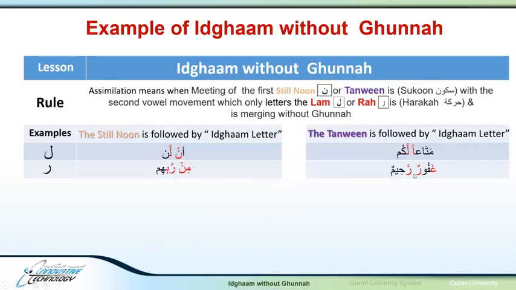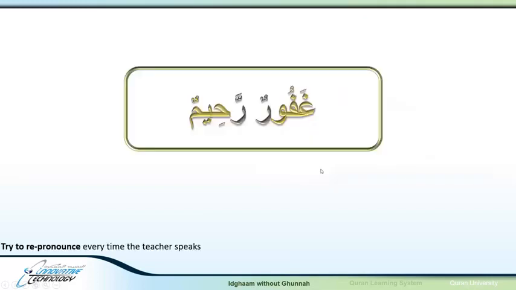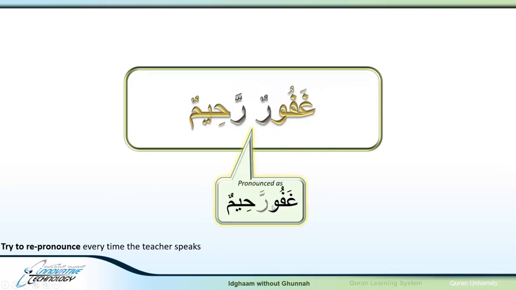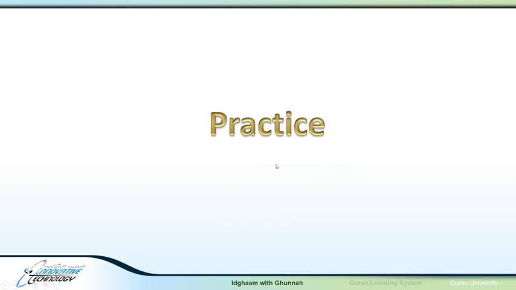The last example, ghafurun rahim. Ghafur, we have a tanween with damma followed by a ra. When we merge the noon sakin of the tanween into the ra, it will sound like this: ghafurur rahim. No tanween, directly from the waw into the ra. And now let's put what we have just learned into a practical example.